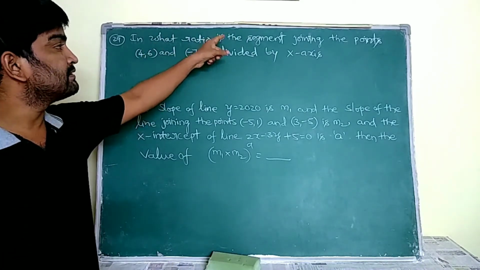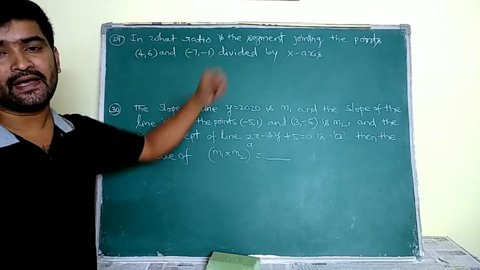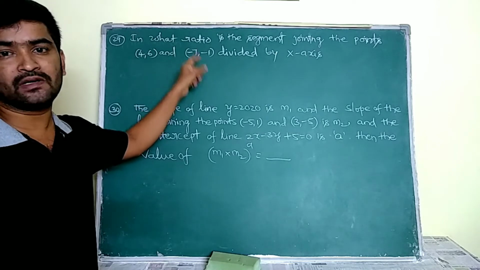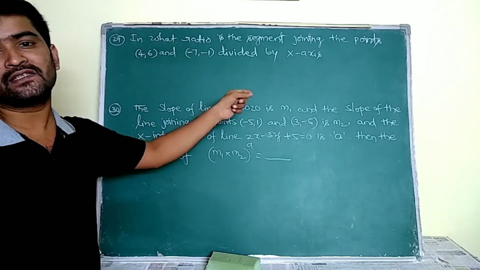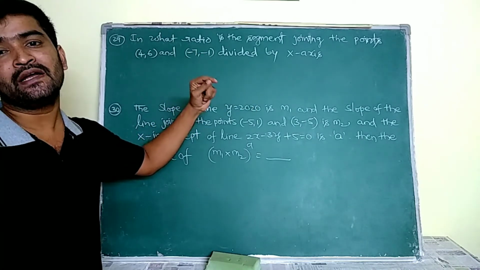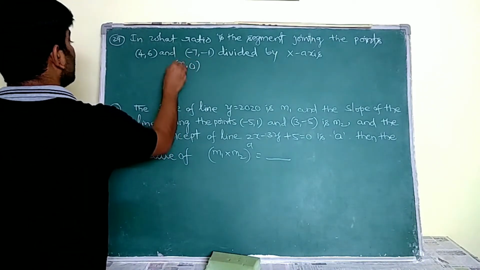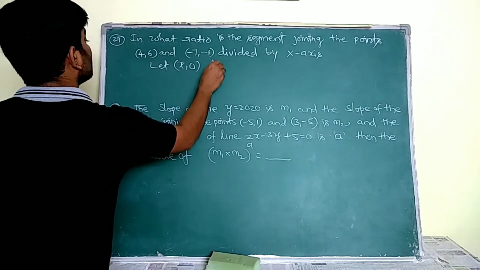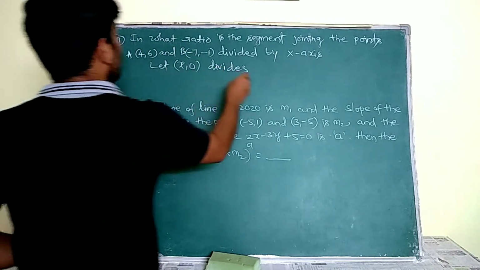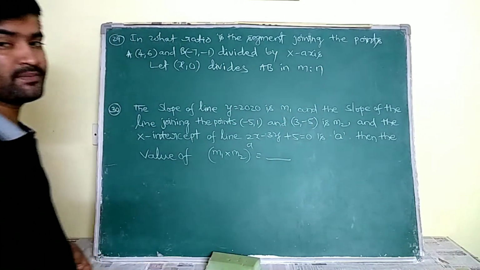In what ratio is the segment joining these 2 points divided by the x-axis? That means, okay, we are going to join these 2 points, and one line segment is going to be formed. To that line segment, the x-axis is going to divide in some ratio. He is asking that ratio ma. Okay, let us suppose a point on the x-axis, some x comma 0. Let x comma 0 divide AB, let it be A and it be B ma, in m is to n ratio. Let us take the ratio as m is to n.